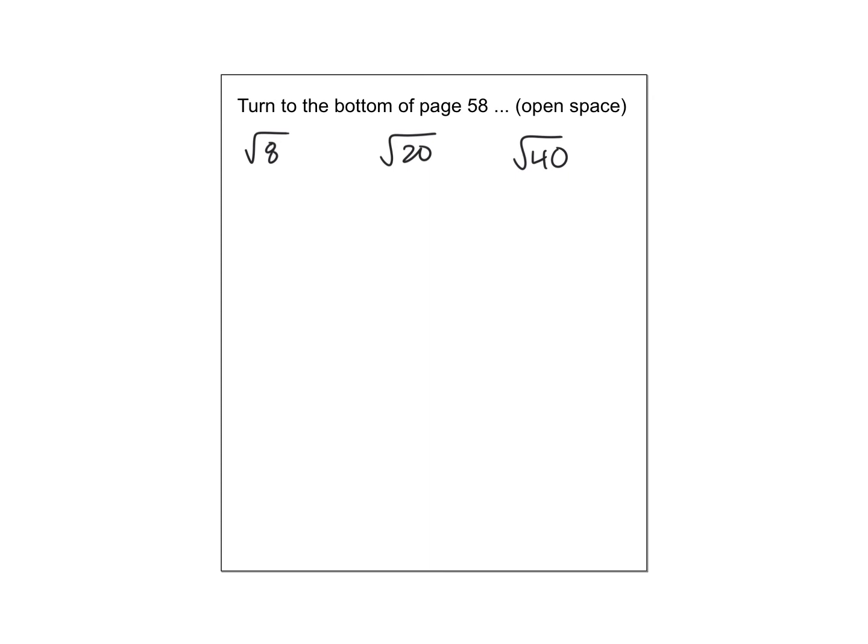All right, I want you to go ahead and write the following 3 problems down: the square root of 8, the square root of 20, and the square root of 40. And I want you to go ahead and simplify each of the radicals.